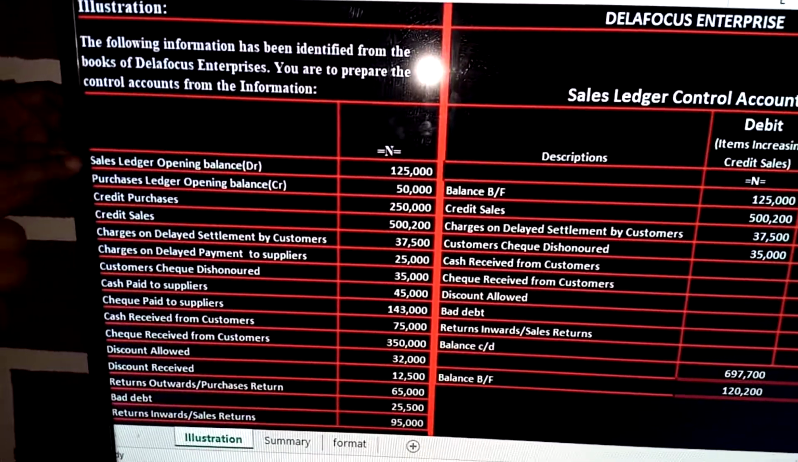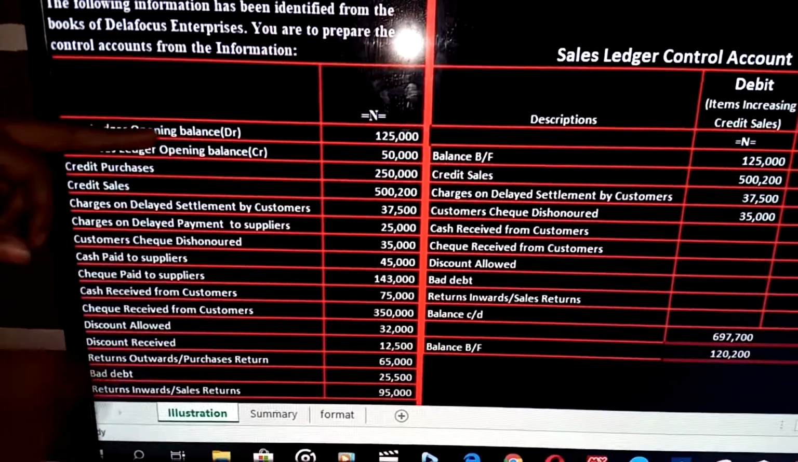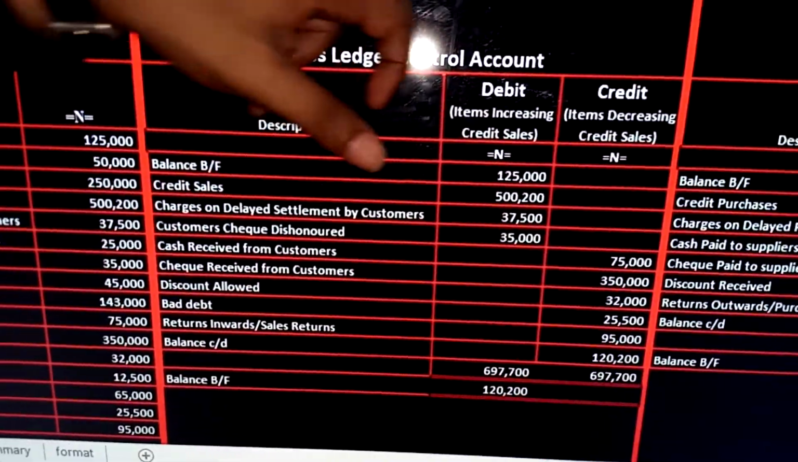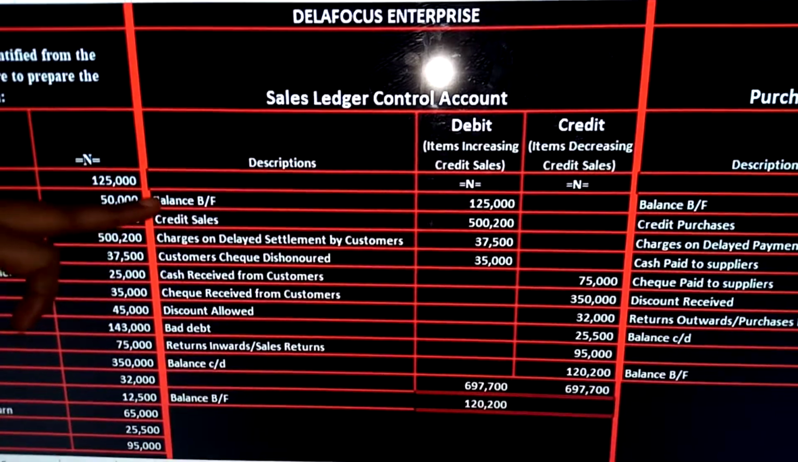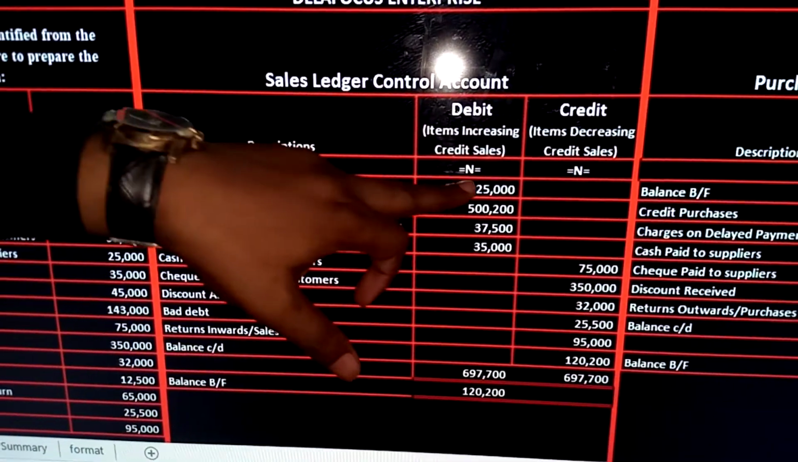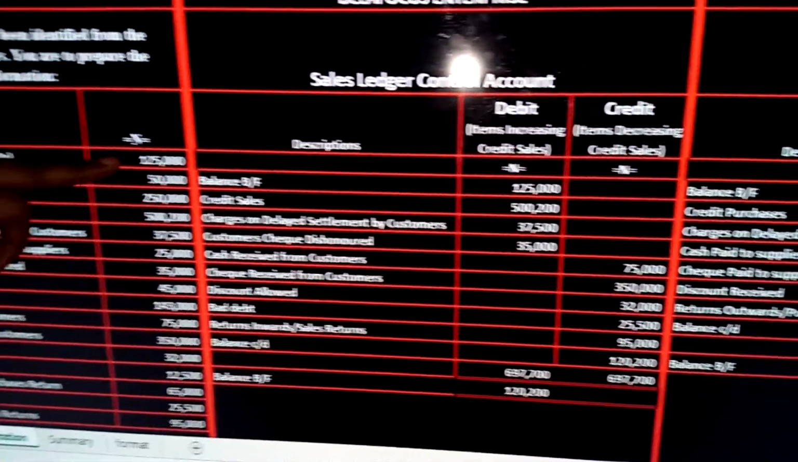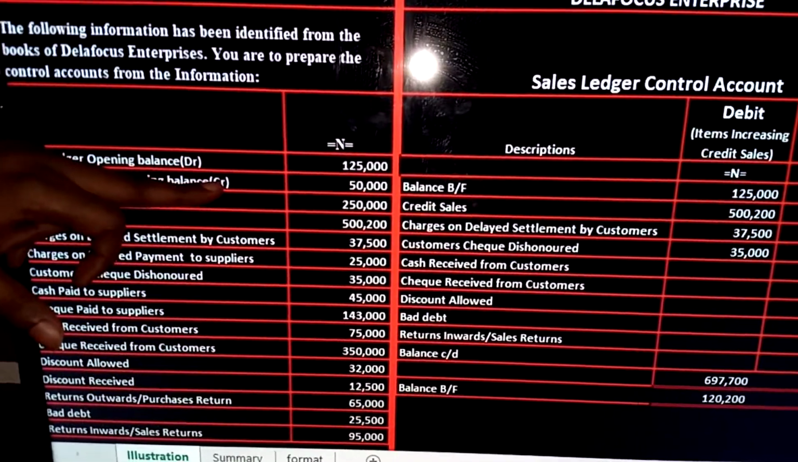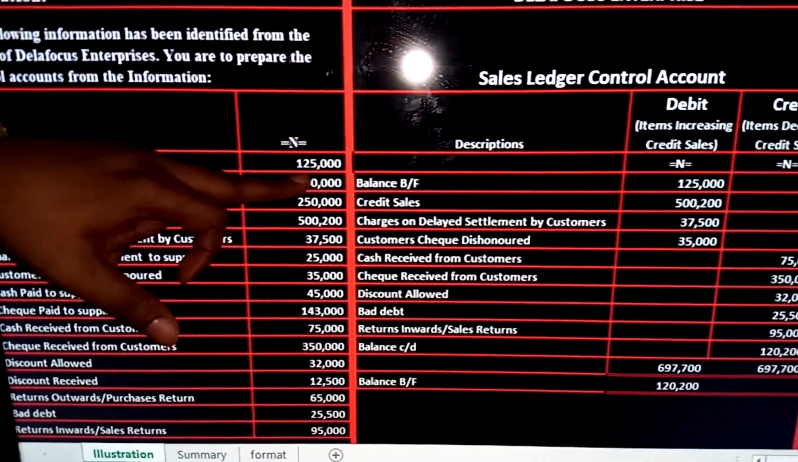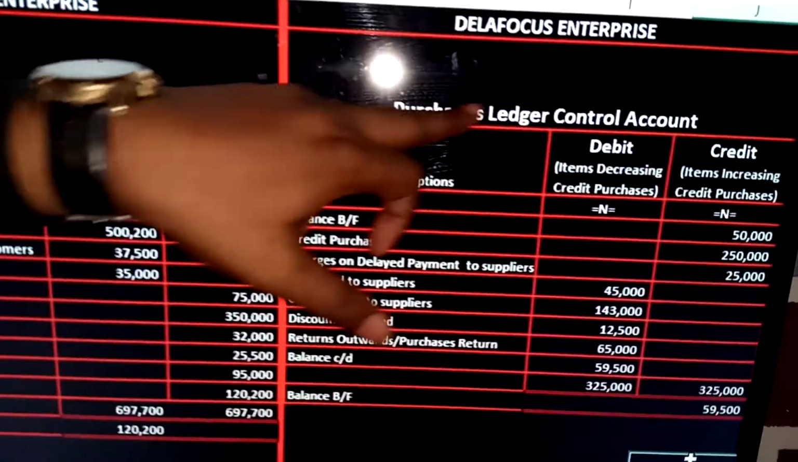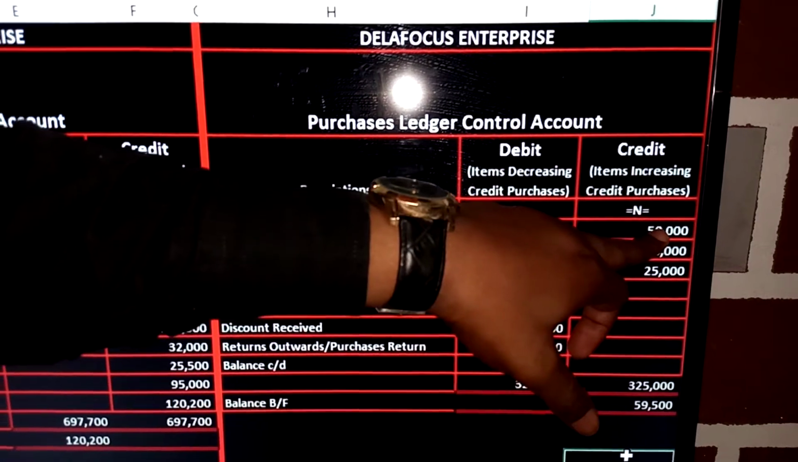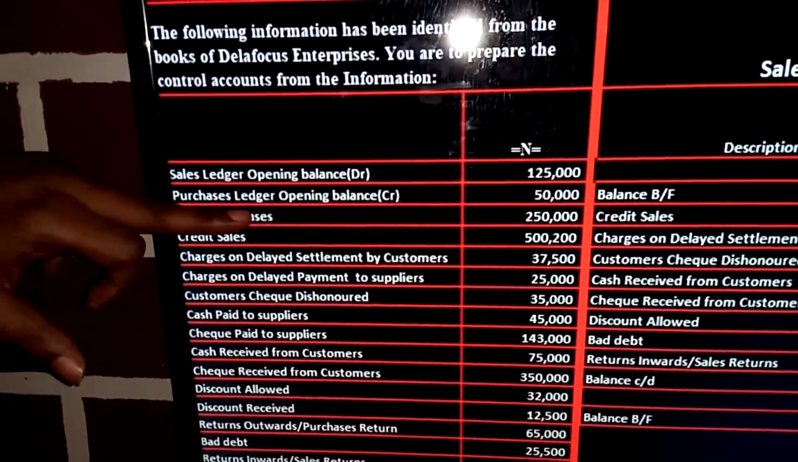The first one here says sales ledger opening balance debit. So what do we do? We open our sales ledger control account. As you can see, Disallowed Enterprise sales ledger control account. So we have balance brought forward debit 125,000 based on what we have in the question. The next one says purchase ledger opening balance credit 50,000. So you open purchase ledger control account. You can see Disallowed Enterprise balance brought forward credit 50,000.